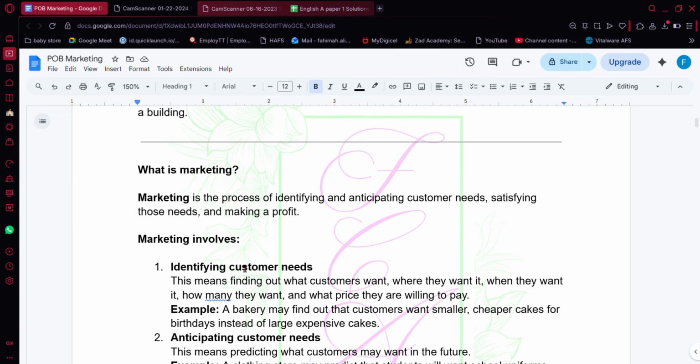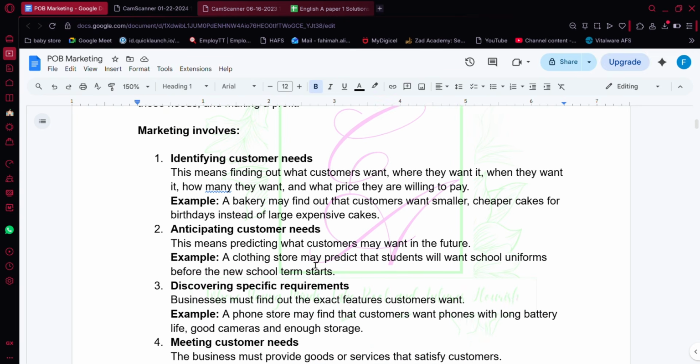What is marketing now? Marketing is the process of identifying and anticipating customers' needs, satisfying those needs, and making a profit. Marketing involves identifying customer needs. So this means finding out what customers want, where they want it, when they want it, how many they want, and what price they are willing to pay.